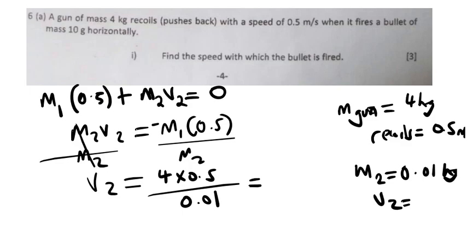So now what are we doing? 4 multiplied by 0.5, or half of 4, is 2, over 0.01. When I find 2 divided by 0.01, it gives me 200. Since this is the velocity, it will be meters per second. That will be the initial velocity for the first one.